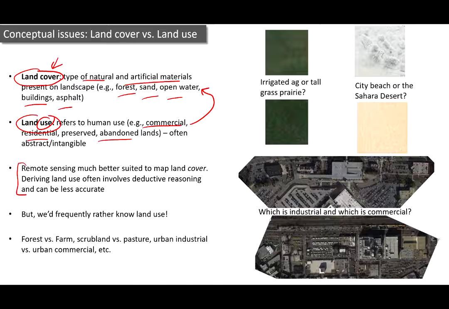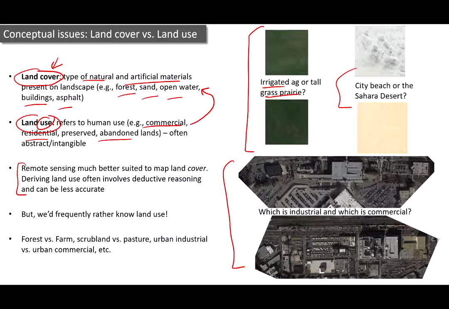So, just looking over here, you've got things that look quite similar in at least RGB, visible wavelength spectral space. And how do you really know the difference between one of these is irrigated agriculture and one of these is tall grass prairie? They may look spectrally quite similar, but they have very different ecosystem function. So it's always a challenge. Same deal over here. Do you have a city beach in Santa Barbara or do you have the Sahara Desert? Honestly, I don't even remember which one is which anymore because they're both just a land cover of some type of sand.